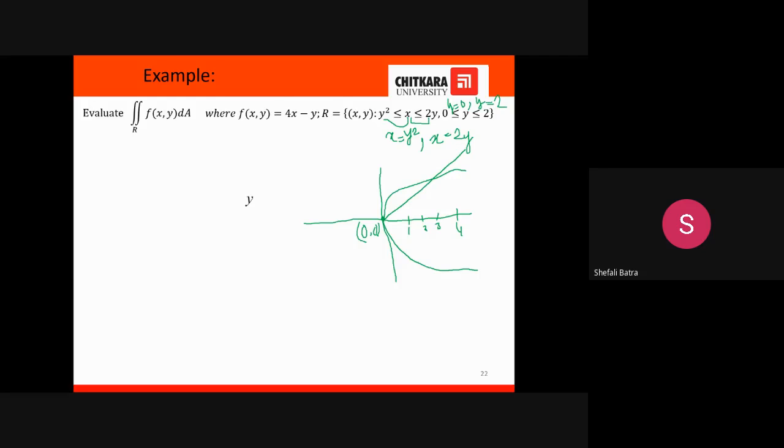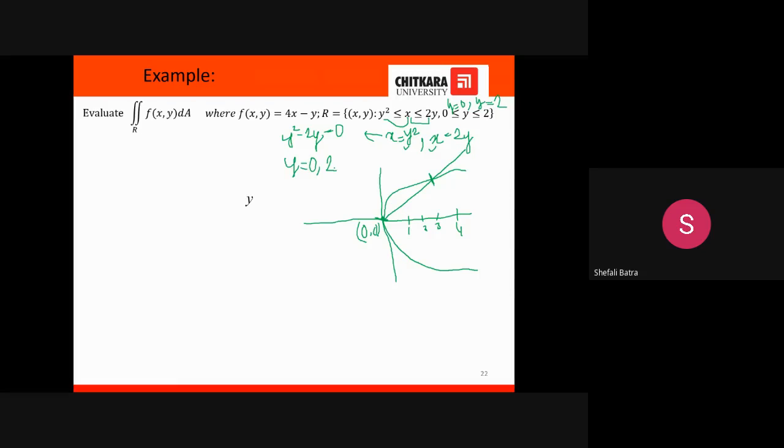Now this parabola and this line will intersect at 2 points. One point is this, another point is this. This is the origin, we know that. Now find out this other point. This is the parabola, and this is the line, so you need to solve these two. From here, I can write y square minus 2y is equal to 0. So you'll be getting either y is equal to 0 or y is equal to 2.